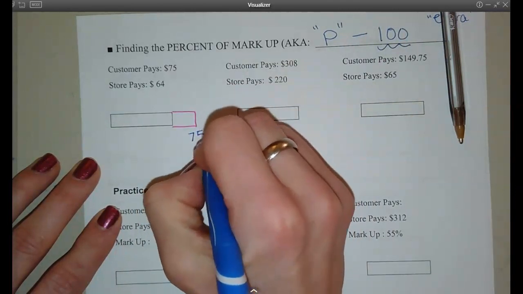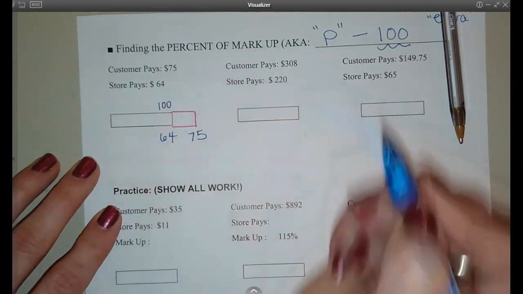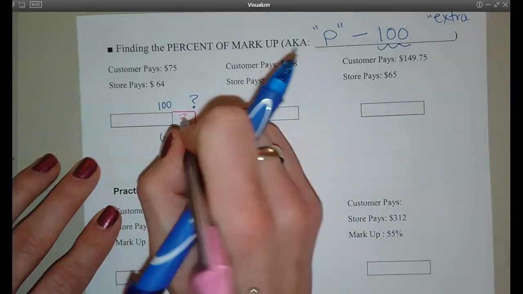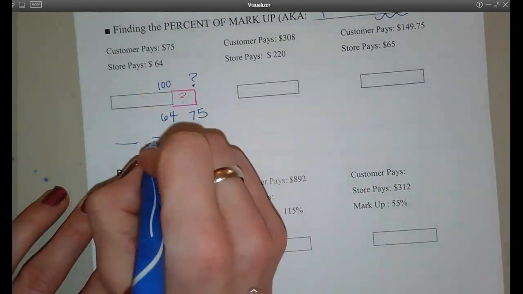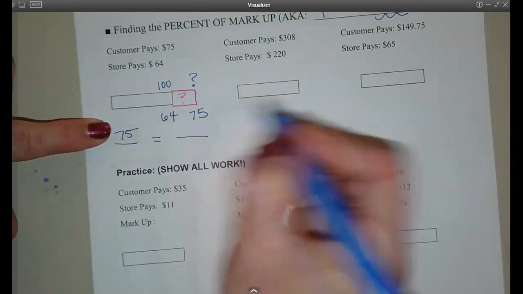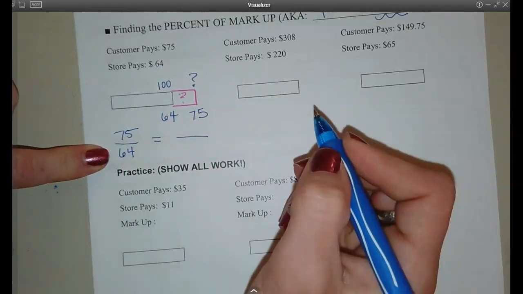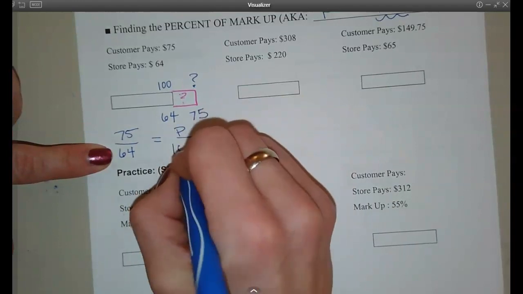Customer's over here at 75. The store paid 64. Here's 100%. And I'm looking for how much is just this markup, just the pink part. All right, so if I put it into my proportion, customer on top paid 75. Store on the bottom for the whole paid 64. Customer always pays more than the store, so that makes sense. And I'm going to solve for P.